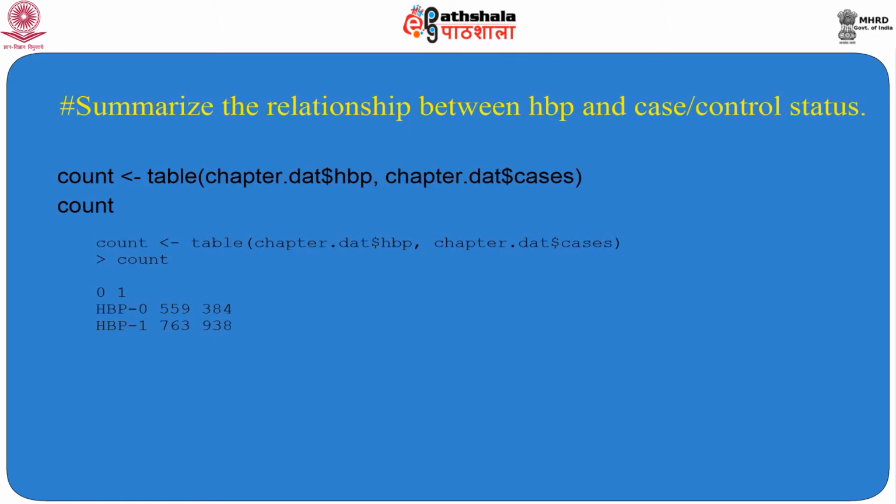As a table, we can see the first row showing HPV 0 for those who were absent, that is, cases 0 is considered here, that is 559. So those who were not cases, among them high blood pressure was absent in 559 individuals, and among the cases high blood pressure was absent in 384 individuals. Those who had high blood pressure but still were not cases is 763 patients, and those who had high blood pressure and were also cases is 938 individuals.